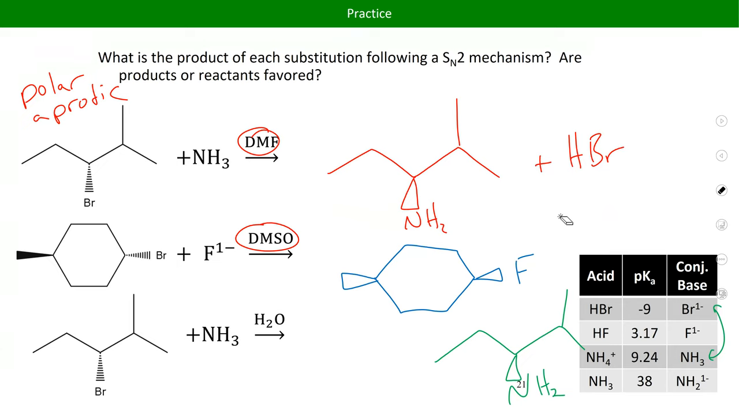And then the thing to keep in mind is if it's SN2, we keep our stereochemistry, but inverted, right? Because our nucleophile comes in and attacks from the opposite side. All right, so here, same thing. As far as the stereochemistry goes, fluoride is going to come in and attack from the opposite side as the bromine, and the bromine's leaving.